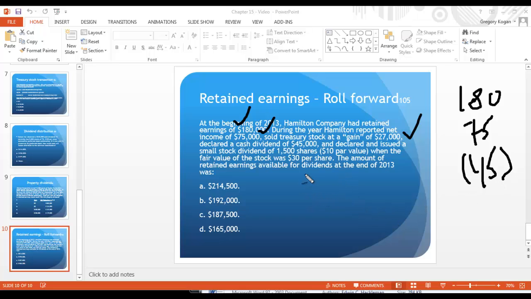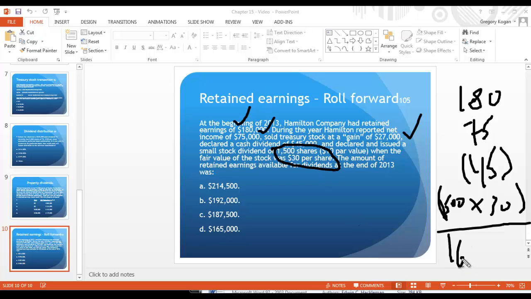And then when they declare a stock dividend, you look at the fair value of the stock dividend. So we have 1,500 shares at 30 bucks. So we look at 1,500 at 30, and that also reduces the amount that we're going to have here. So all in all, after doing all this analysis, what we get is 165K. And this is our equity roll forward with the answer here as D, 165.